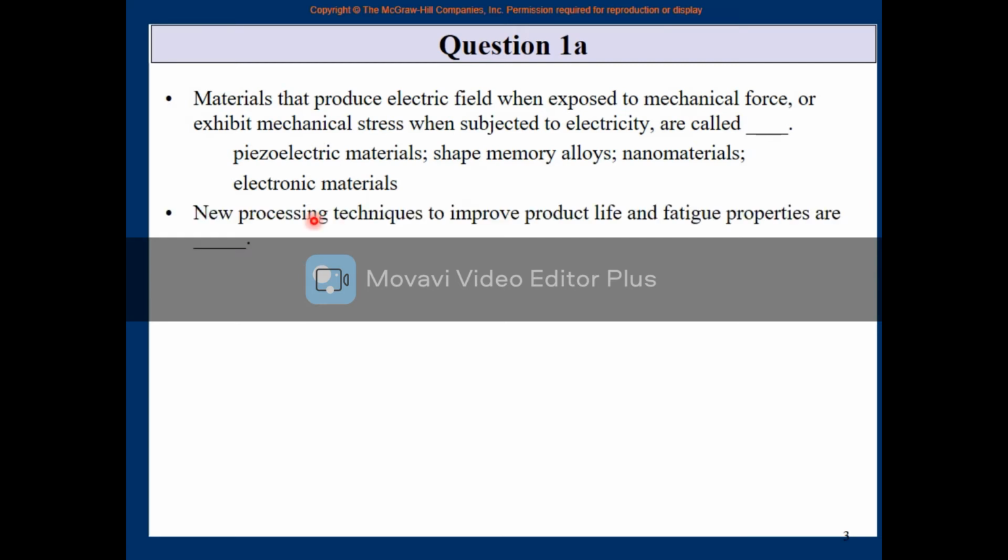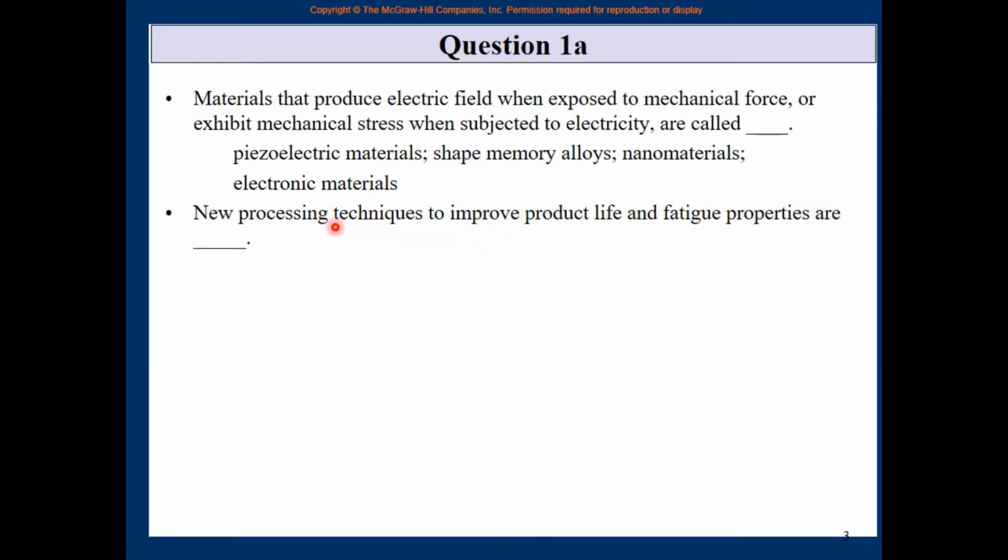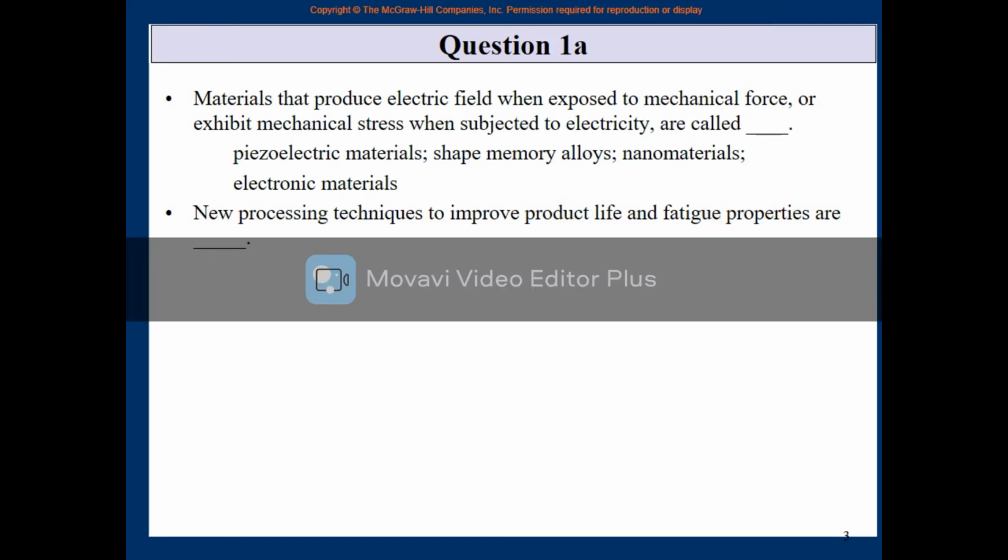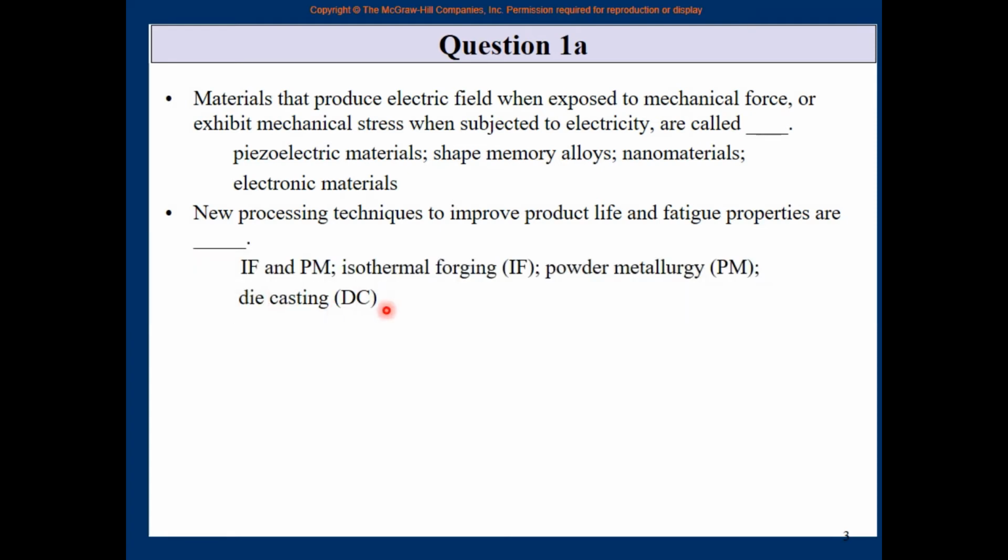New processing techniques to improve product life and fatigue properties, right? New processing techniques, that is new manufacturing techniques, which can improve the product life and which can improve the fatigue properties are which ones? The choices are isothermal forging, IF, powder metallurgy, PM, die casting, DC, and isothermal forging and powder metallurgy.